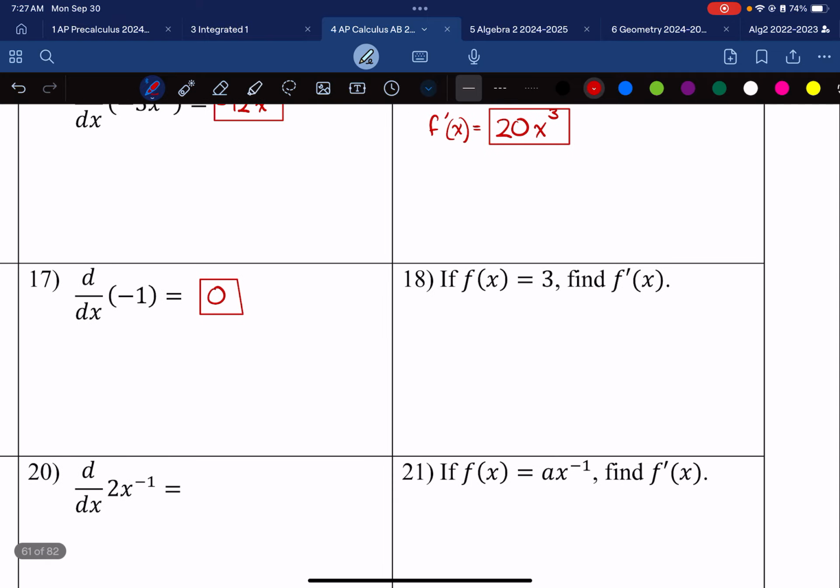And yet again, it's the derivative of a constant, so to find f prime of x, that's going to be equal to 0, and we'll box it.